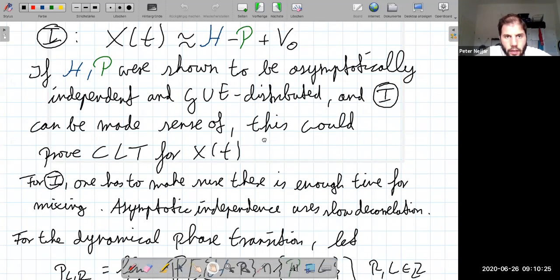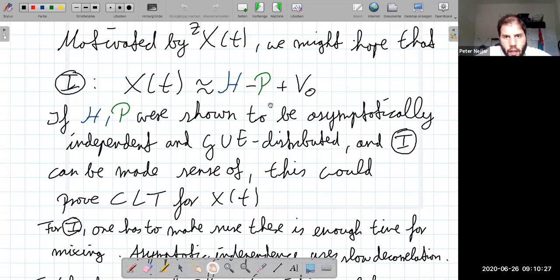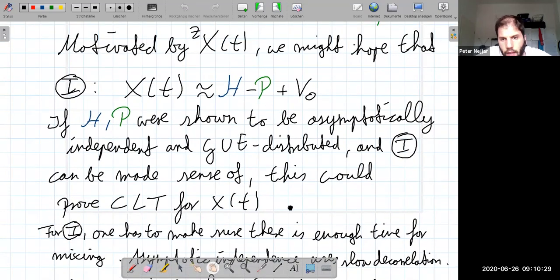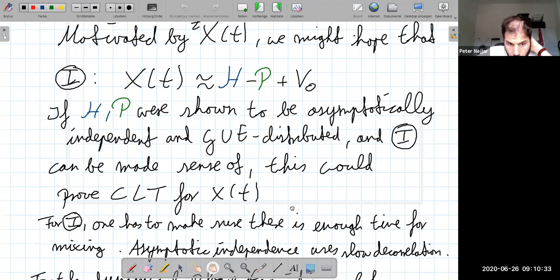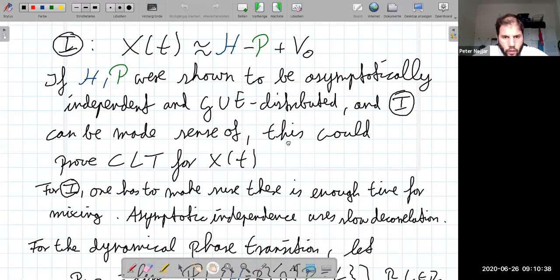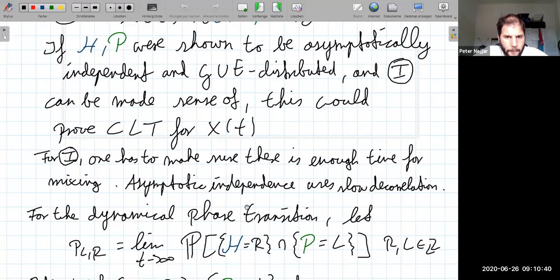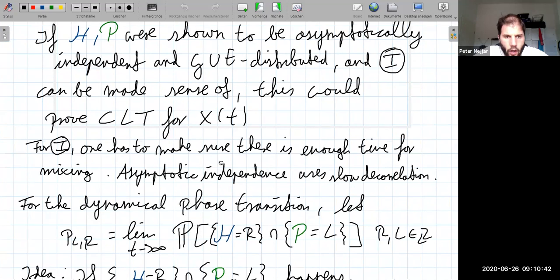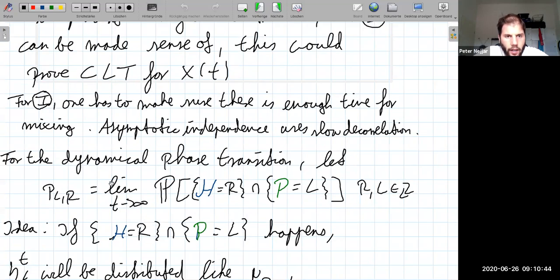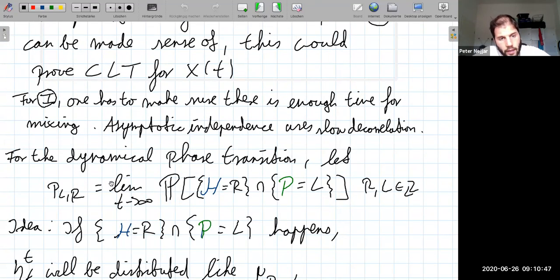So this was the heuristics for the second class particle. Now, how can we understand the dynamical phase transition? So for the dynamical phase transition, let me call P_LR the probability, the limiting probability of the event that H equals some integer R and P equals some integer L. Okay.